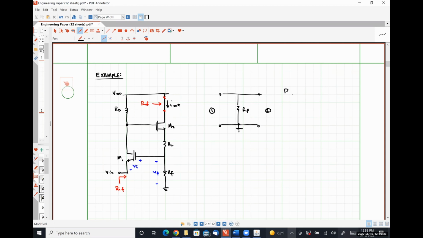So R11, if we look into port 1 with port 2 open circuited, what do we see? RF. For R22, if we look into port 2 with port 1 open circuited, what do we see? RF.